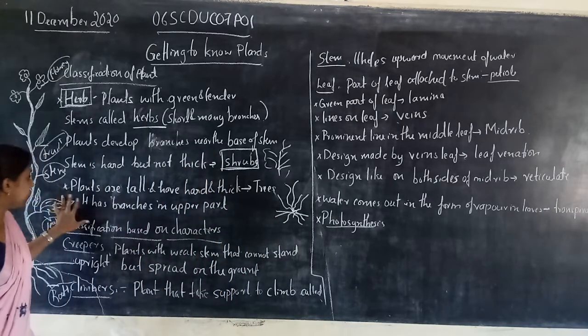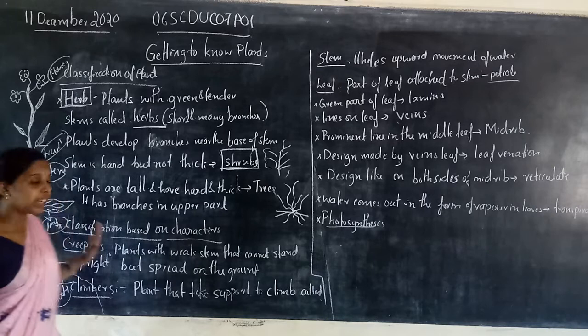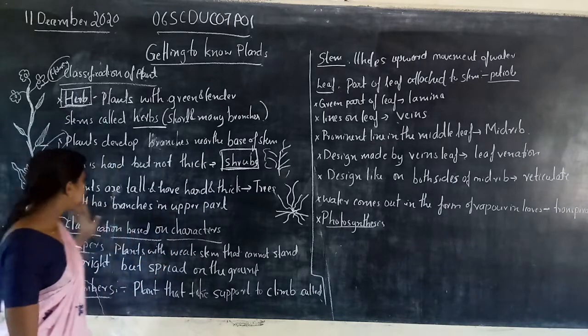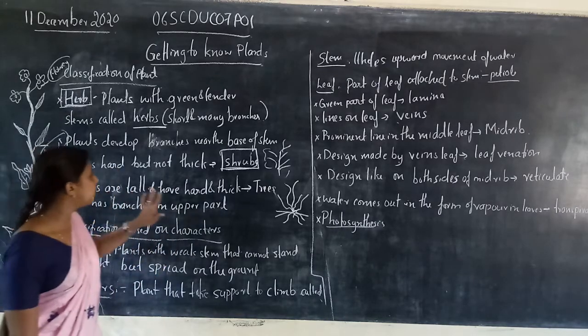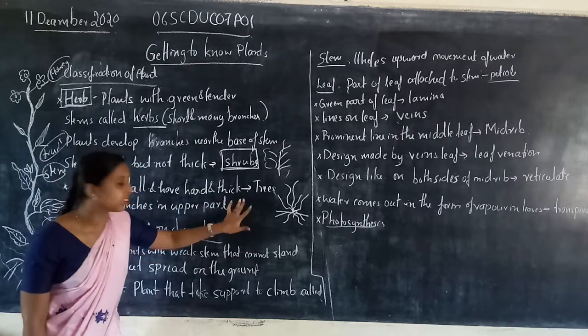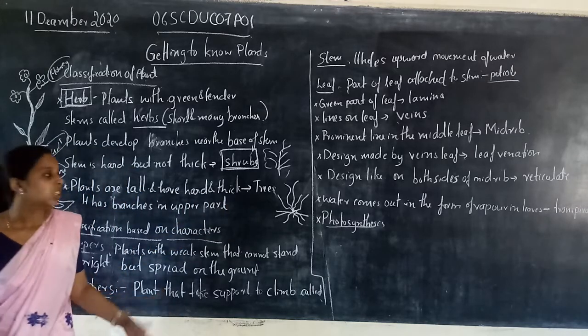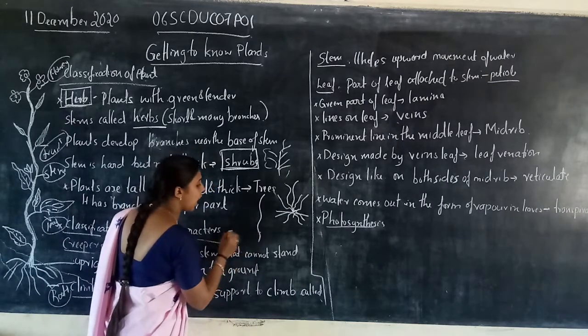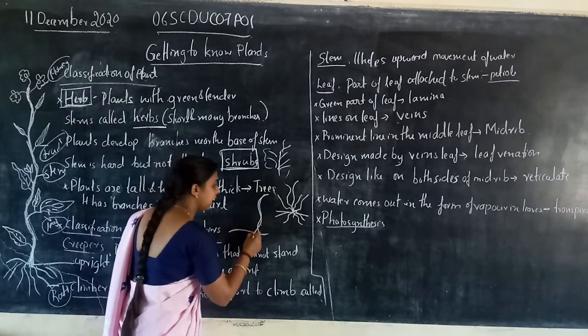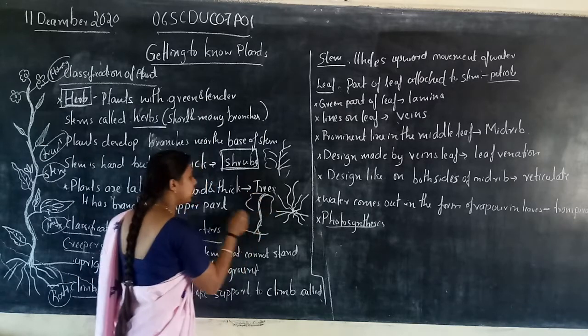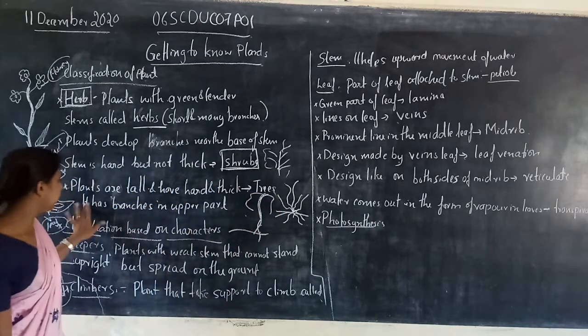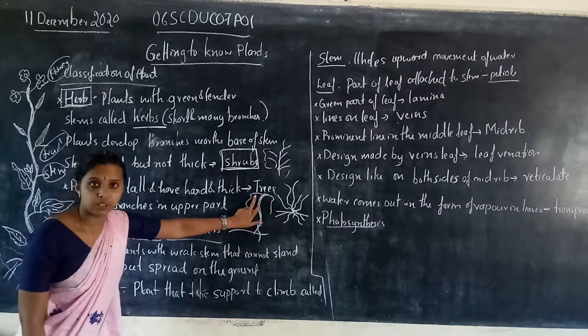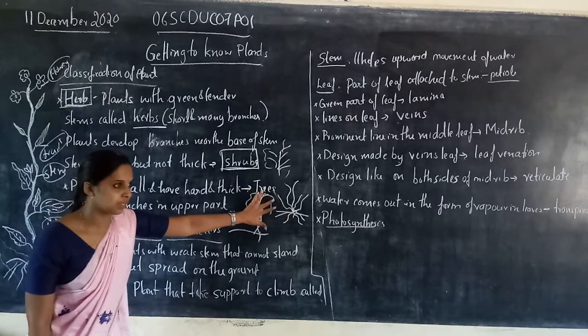Next, let us study trees. What are trees? Trees are plants that are tall, hard, and thick. The plants are very tall and long, with a very hard and thick stem. Such plants we call trees.